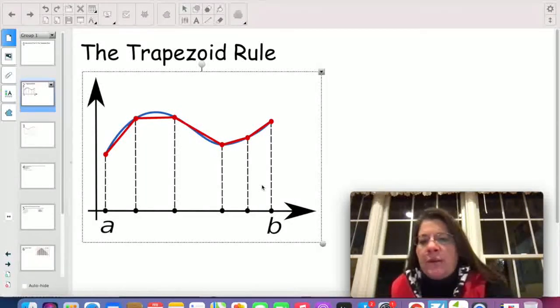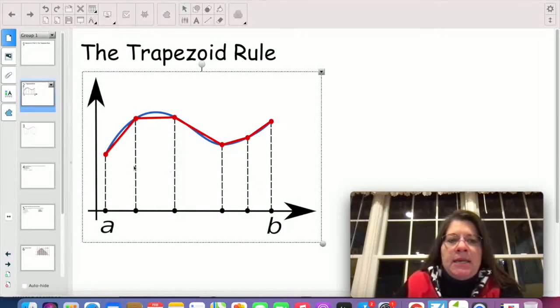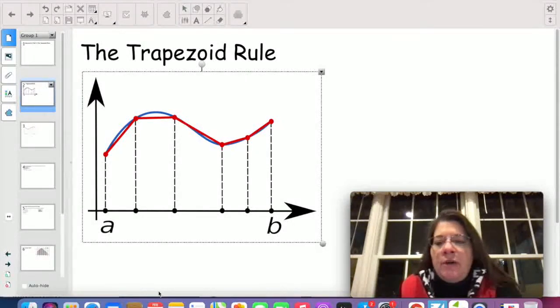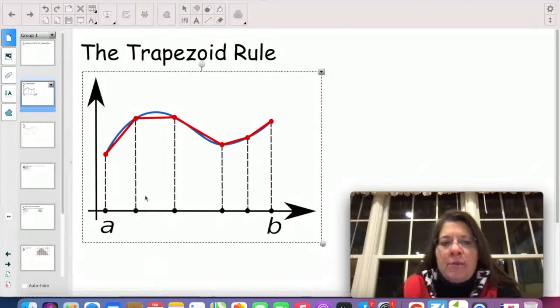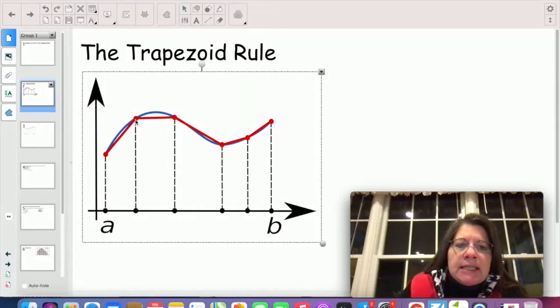This is just the first time we've seen that. It doesn't mean anything. That's fine. But the big difference here is that you need to notice we're still going to draw lines up to our f of x function from where our interval point is. But now instead of drawing rectangles, we're going to be drawing trapezoids. So we're going to connect those two intervals by a diagonal line.